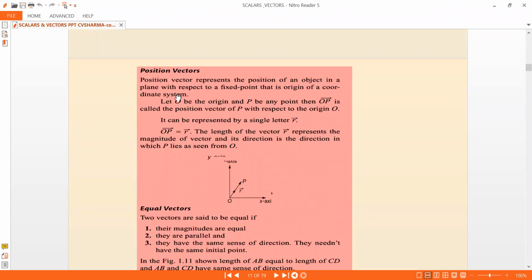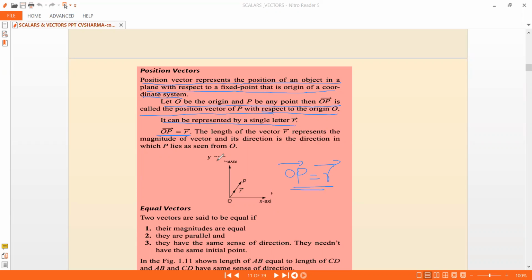The position vector, I discussed this with you earlier. What is a position vector? A position vector represents the position of an object in a plane with respect to a fixed point, that is the origin of the coordinate system. Let O be the origin and P any point, and OP bar is called the position vector of P with respect to origin O. It can be represented by a single letter, r bar. OP bar is equal to r bar. So that's called a position vector.